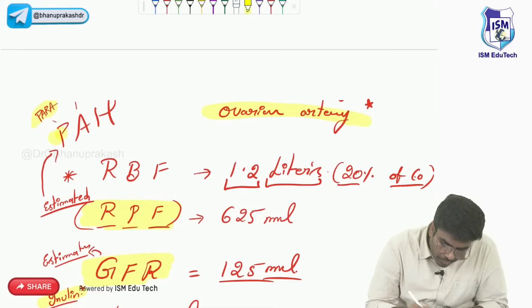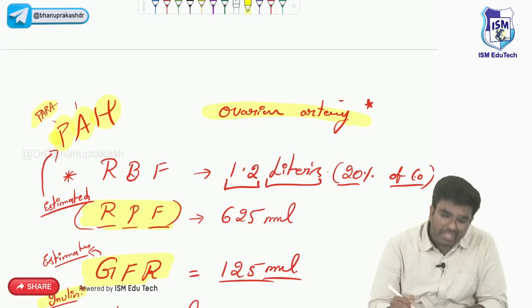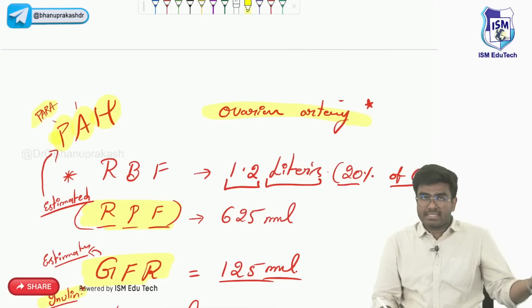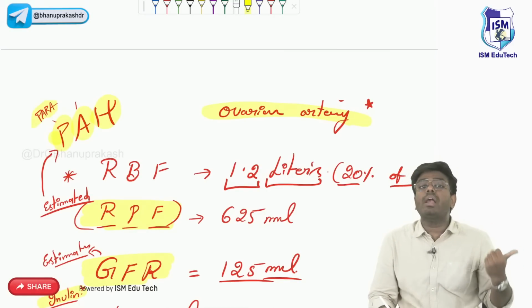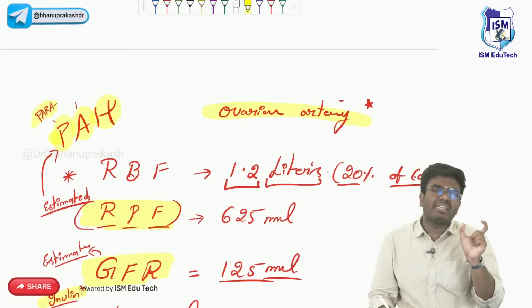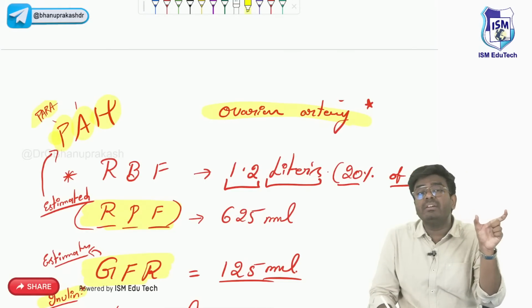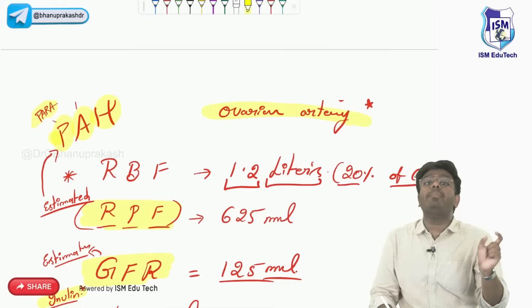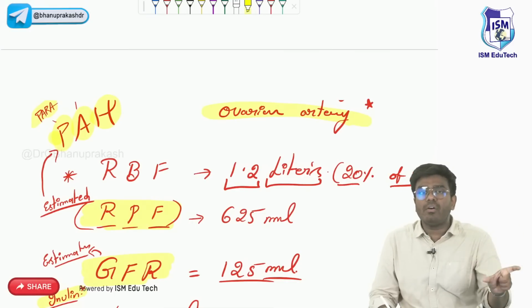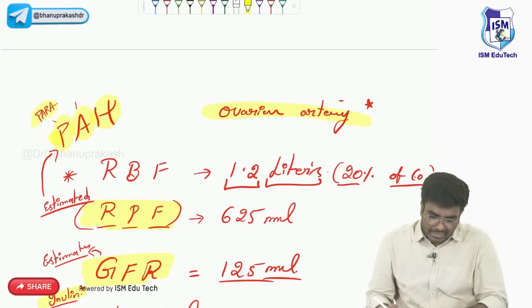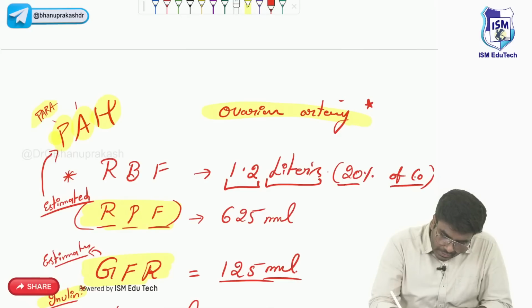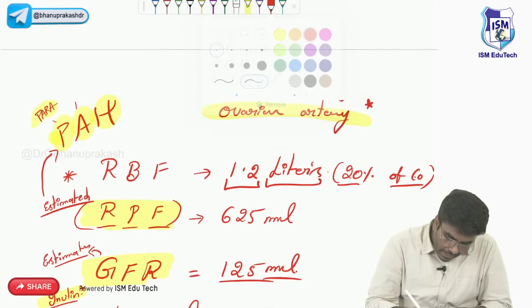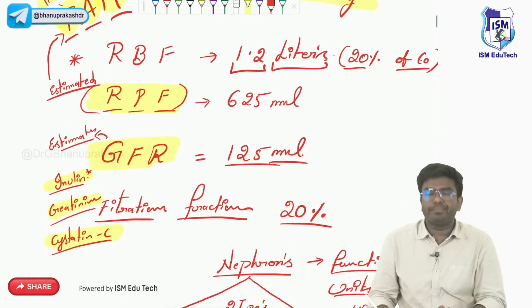By injecting para-aminohippuric acid, you can measure the renal blood flow or renal plasma flow. The exact term they will ask in your exam is renal plasma flow, with the help of para-aminohippuric acid. So renal blood flow or renal plasma flow is estimated by para-aminohippuric acid.